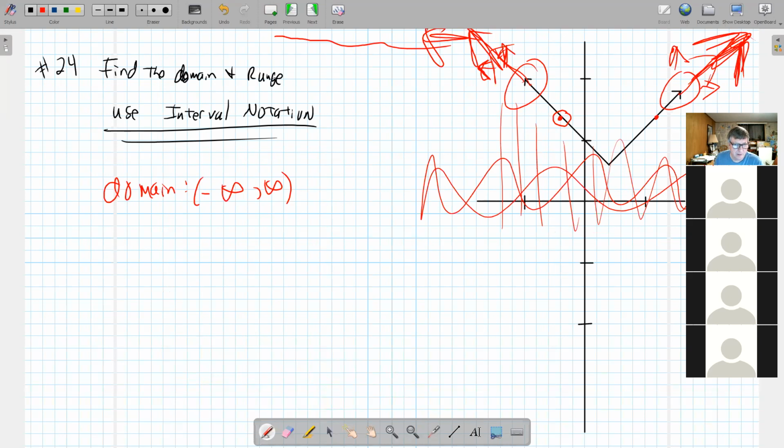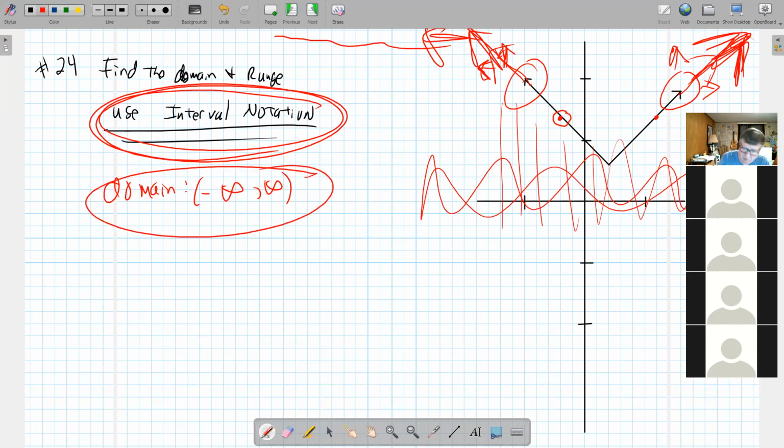You see that? So on WebAssign, we would just put all real numbers, or we had to write the infinity, or how would we even write infinity? Use interval notation. So this is how you would write that.